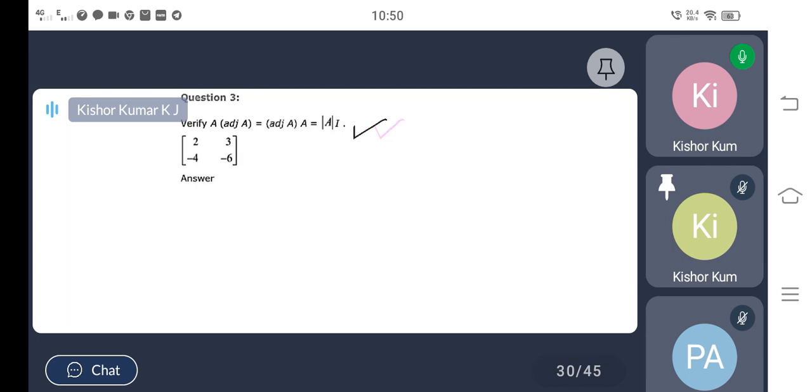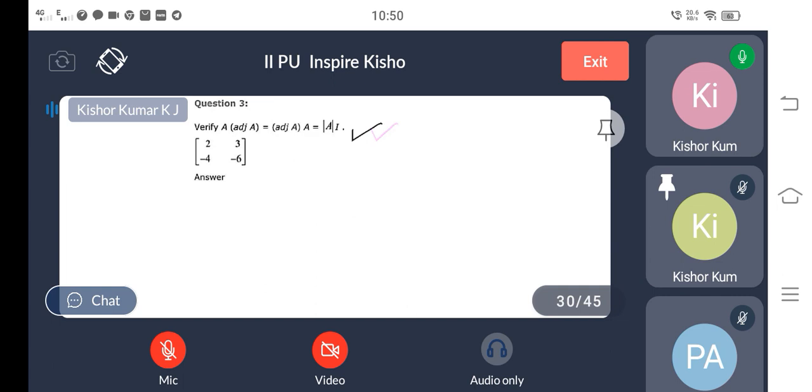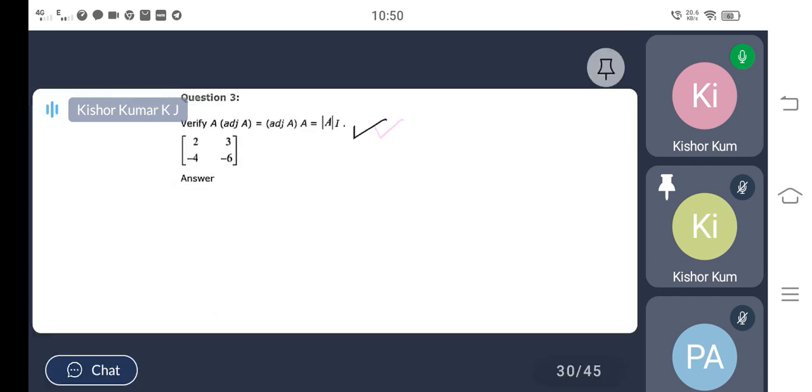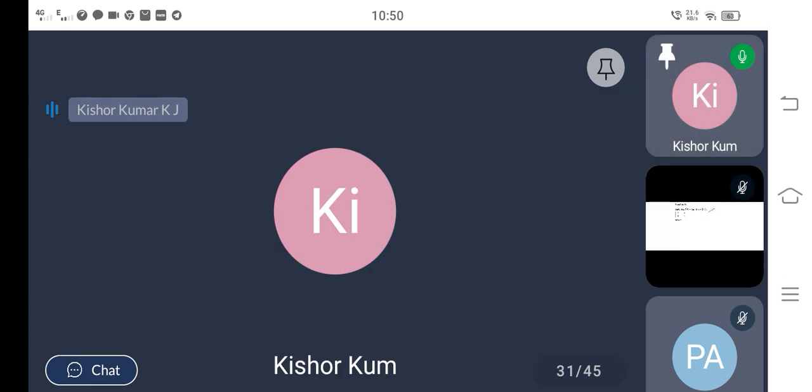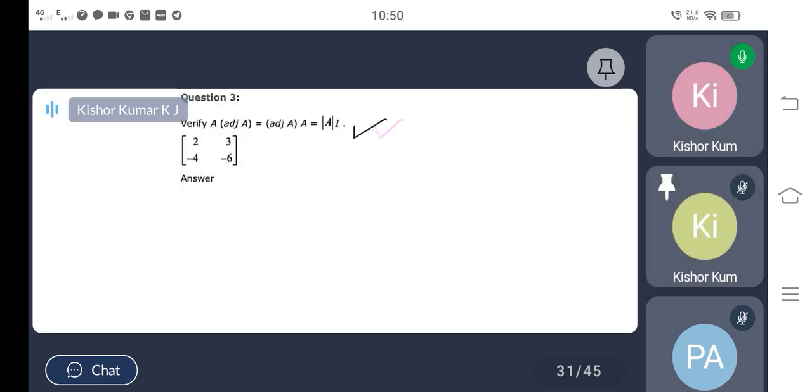We have to calculate the determinant of A value. Already we have the identity matrix. Determinant of A, we should calculate adjoint of A. It is required. So as we observed here, we have a 2 by 2 matrix. So it is very easy to find out adjoint and determinant of A. So I have to calculate adjoint of A, which means obviously we require the cofactors.